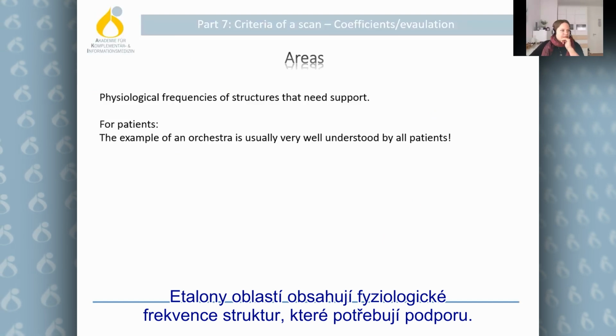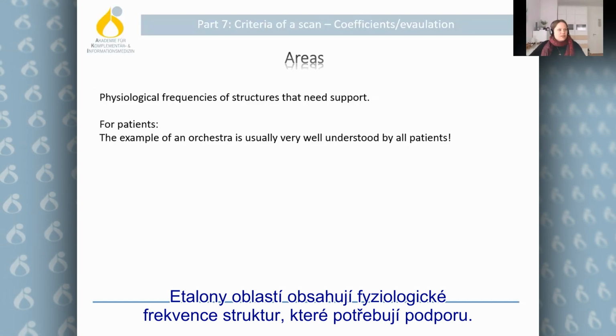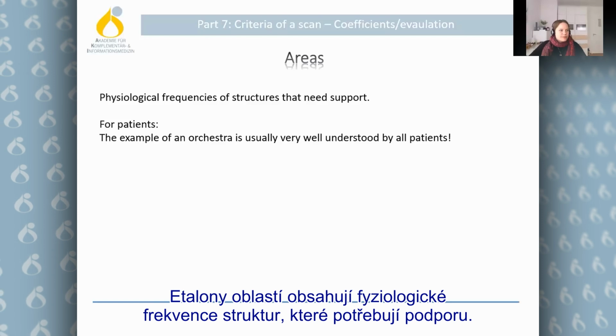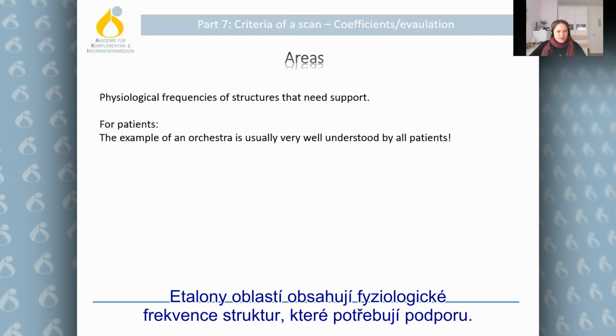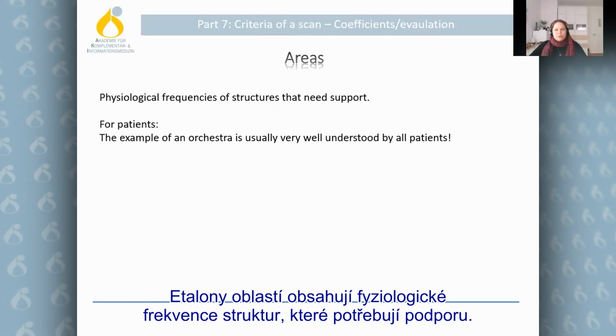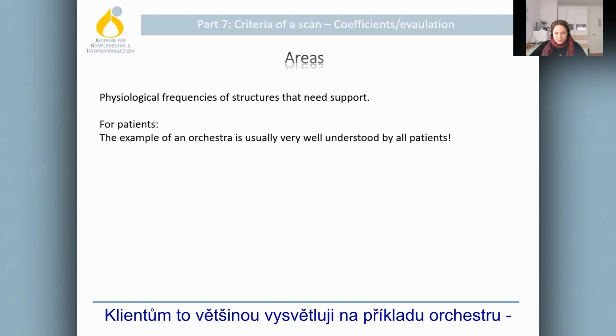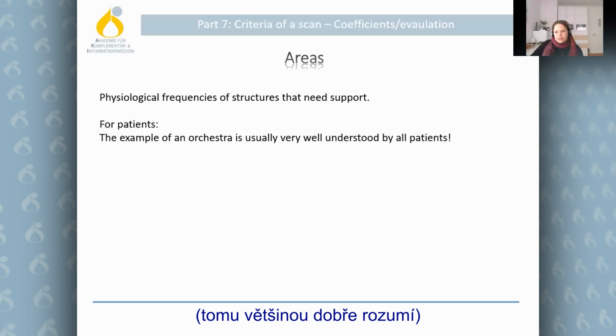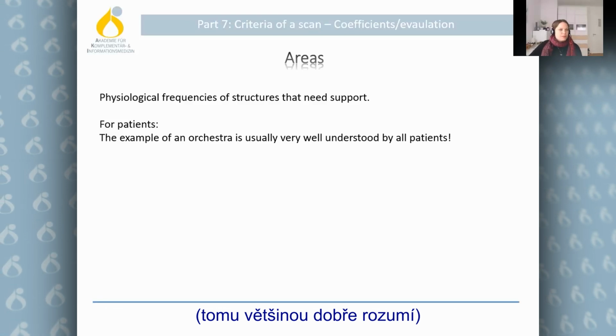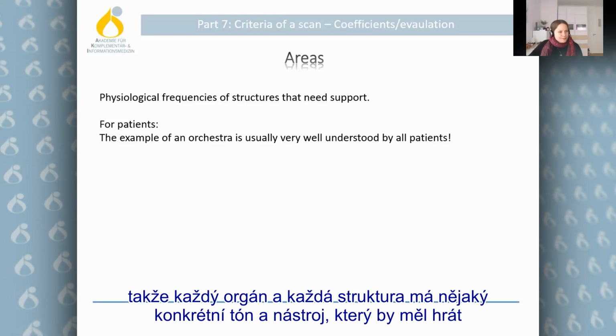Okay, so the etalons of the areas are the physiological frequencies of the structures which need support. The structures with the lowest coefficient need the most support. For my patients, for example, I explain it like an orchestra, and this is normally very well understood by the patients.